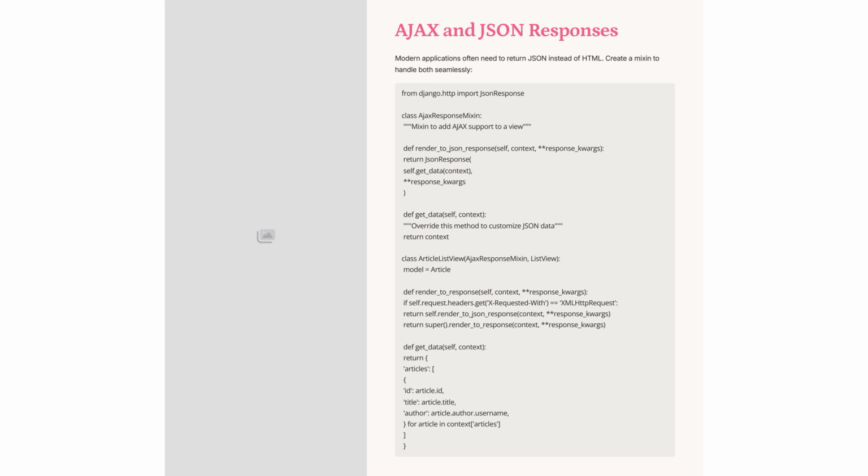Modern applications often require JSON responses. Implementing an AJAX response mixin allows seamless handling of AJAX requests. By overriding render_to_json_response and get_data methods, you can customize JSON data. In ArticleListView, check for the X-Requested-With header to determine if a JSON response is needed, ensuring efficient data handling for AJAX requests.